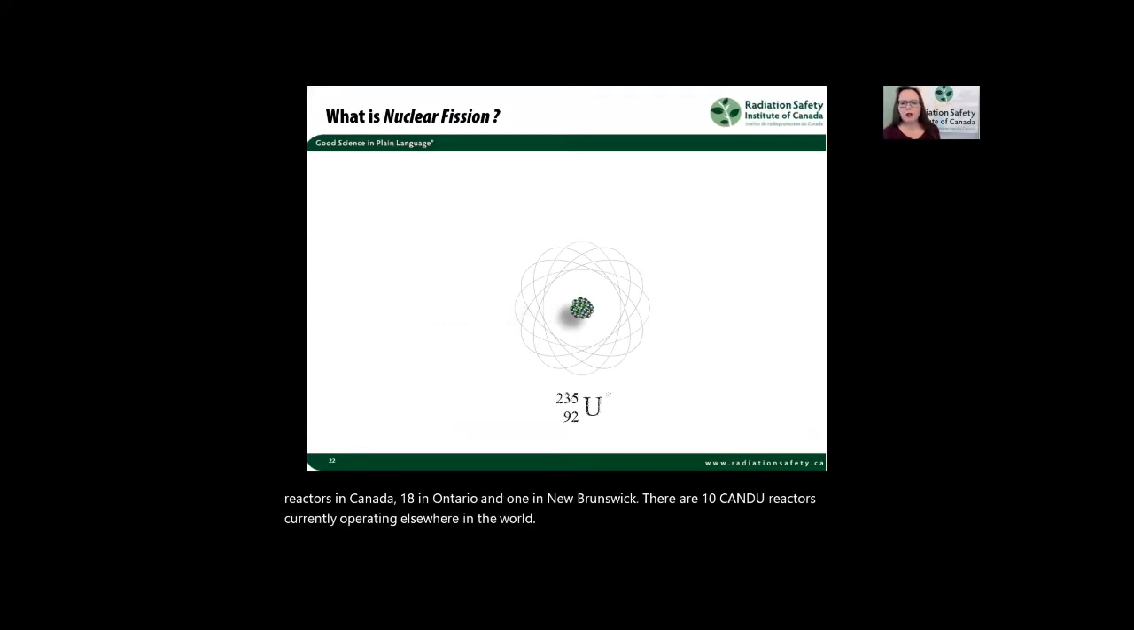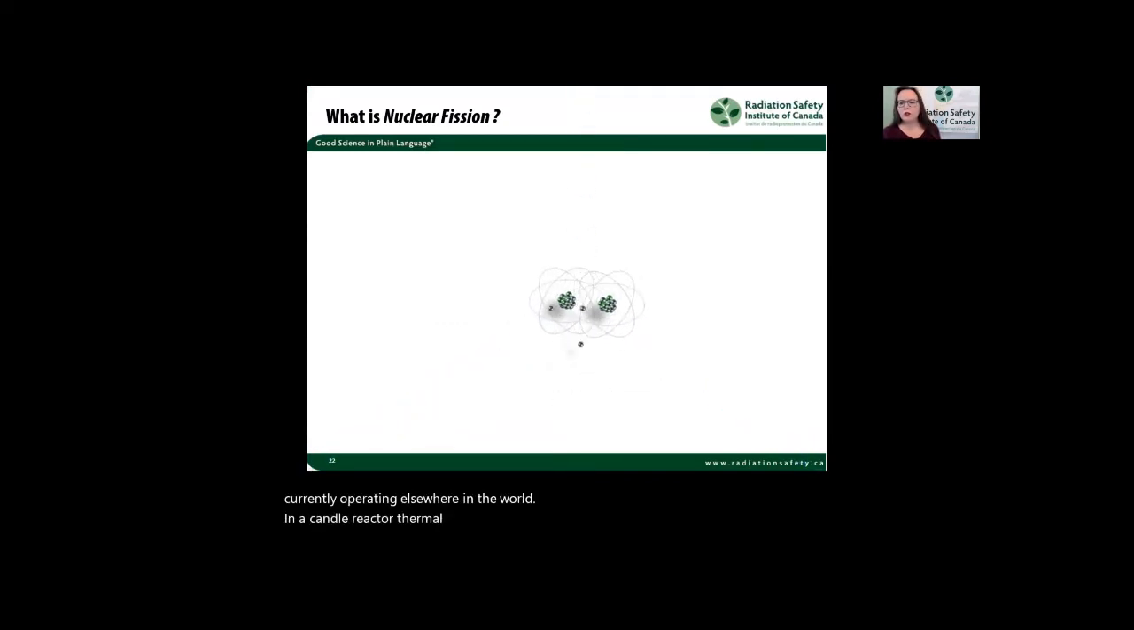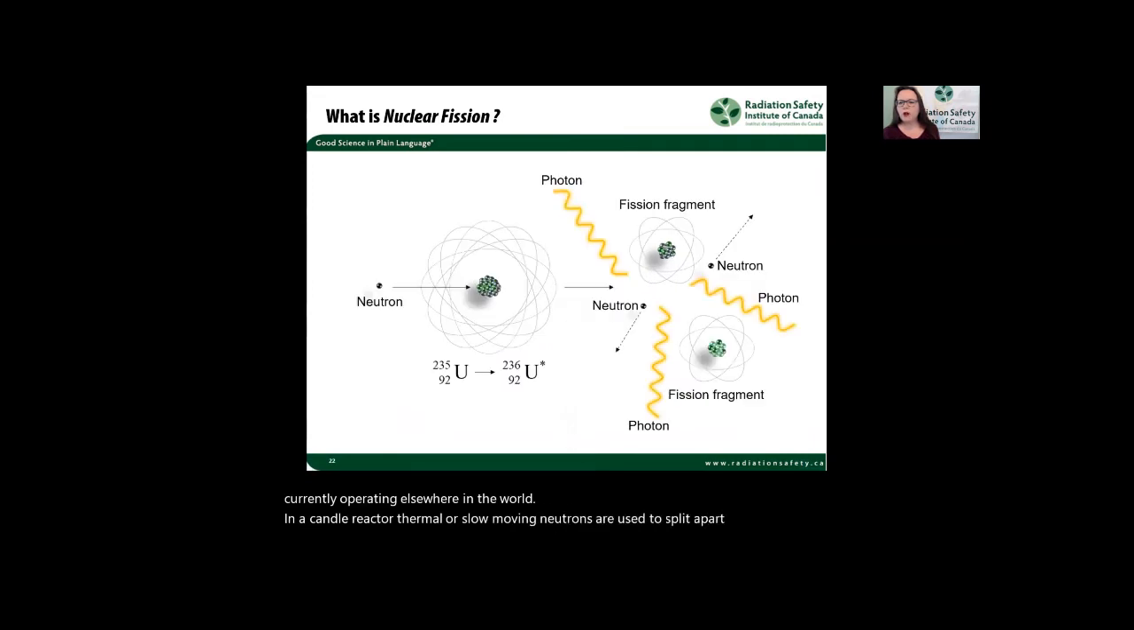In a CANDU reactor, thermal or slow-moving neutrons are used to split apart uranium-235 by turning it into more unstable uranium-236. It breaks into two pieces called fission fragments. In this process, energy is released as gamma photons, the kinetic energy of the neutrons, and the vibrational energy of the fission fragments. 2 to 4 free neutrons are produced, which can go on to interact with other uranium-235 atoms, continuing the reaction. Some of the energy released is converted into heat, which creates steam to run the turbines.